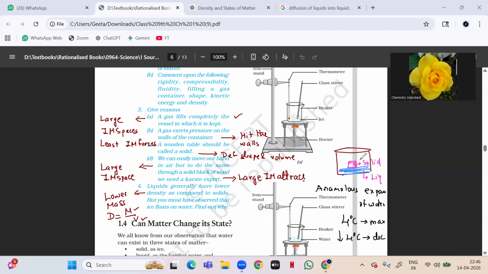Why is it so? Because when water has to arrange itself in the form of an ice crystal, the water molecules have to go far from each other in order to form the crystal. So the distance increases so that they are able to form the ice crystal. That is why below 4 degrees centigrade the density of the ice decreases as compared to water, and that is why it floats on water.